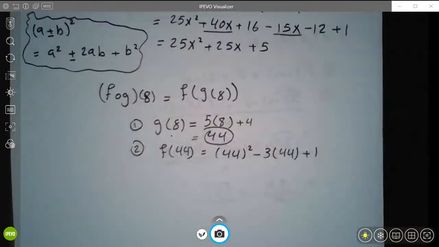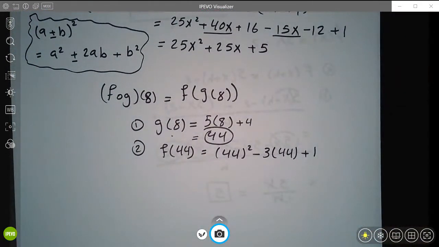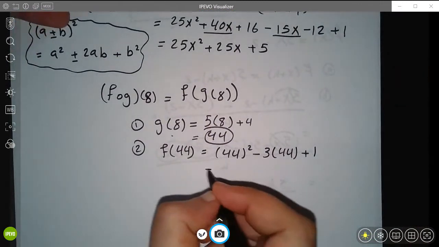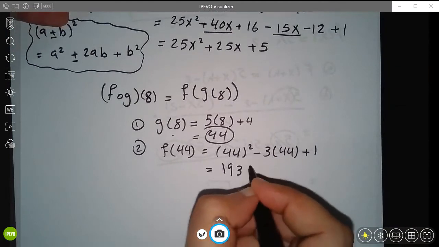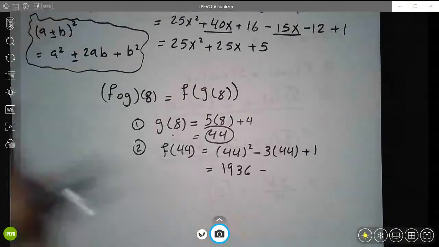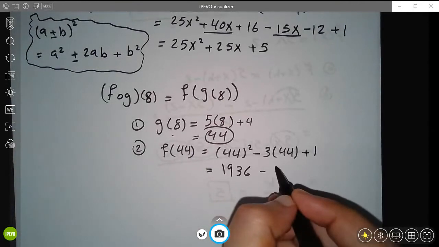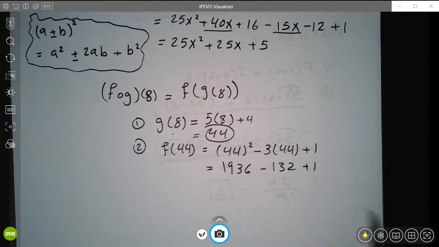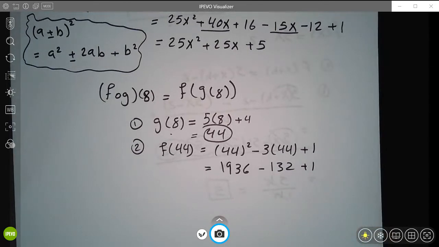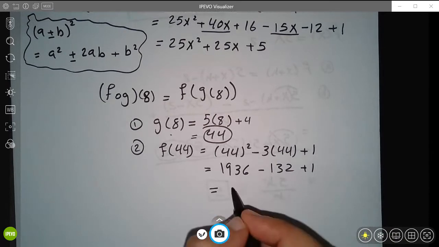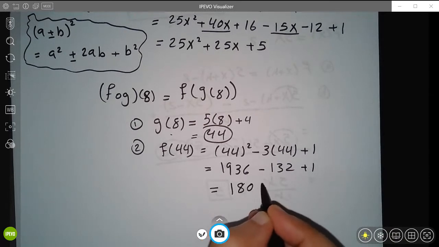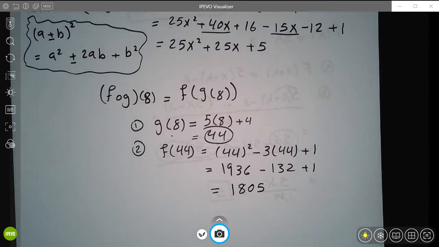Okay. Now, 44 squared is what? I actually don't know what that answer is. So 44 squared, let me see the calculator. Oh, big one. 1,936 minus 44 times 3. So it's going to be negative 132. And then plus 1. So if I want to do the operations, that gives you 1,805. And that's your answer.